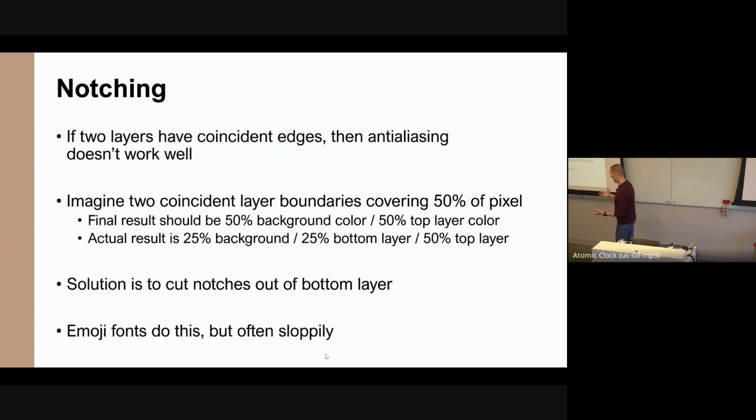So suppose you had an edge that covered 50% of a pixel. You want 50% of the background to show through and 50% of the top layer of the emoji to show through. But if you have a coincident edge on a bottom layer, then what you're going to end up with is 25% of the background, which is wrong, 25% of the bottom layer, and then 50% of the top layer. And you're going to see some color bleeding through there.